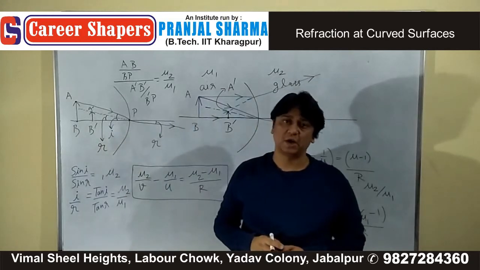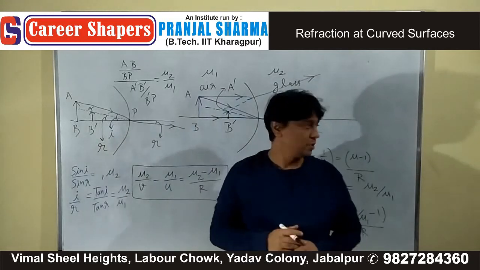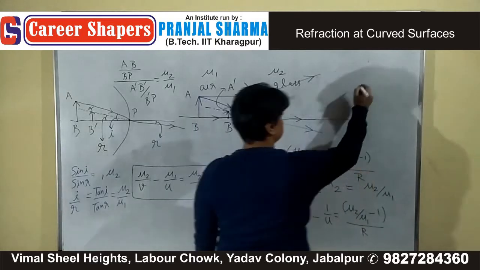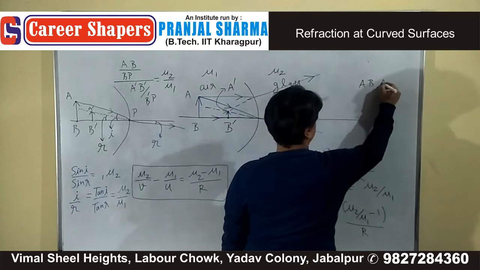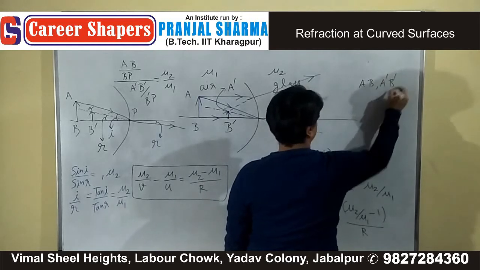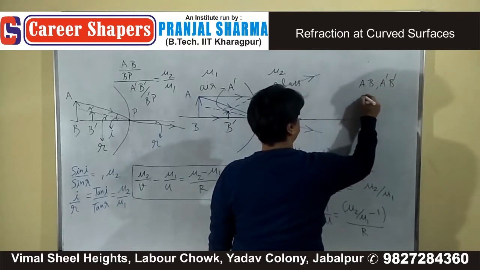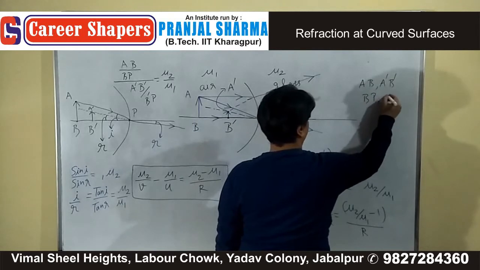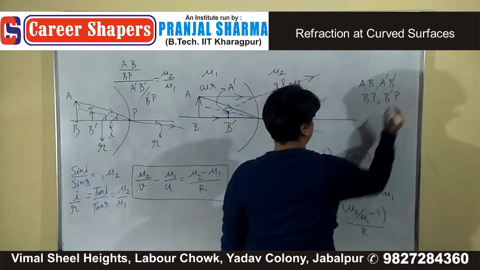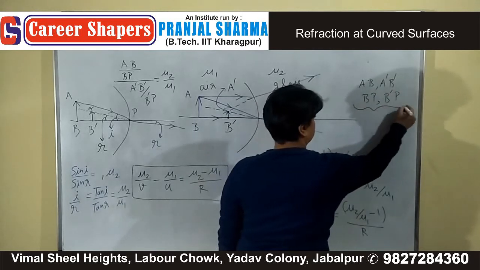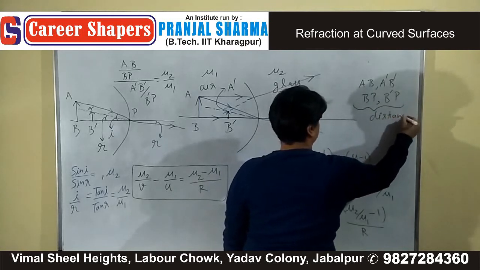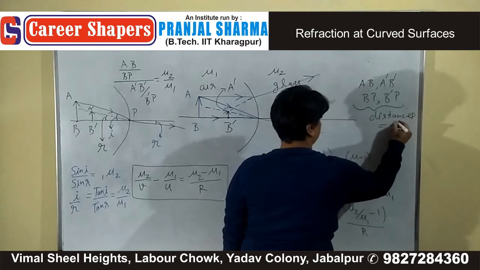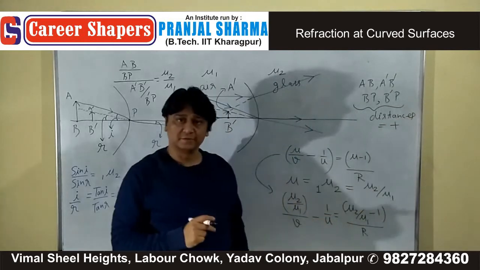Now, when we write AB, A dash B dash, BP, B dash P, you know that all these things are what? Distances, and they are always positive. If somebody says AB, A dash B dash, BP or B dash P, then these are distances, and therefore they are positive.